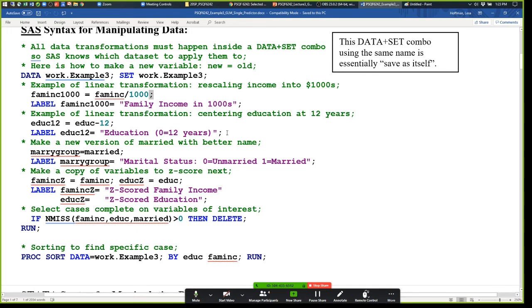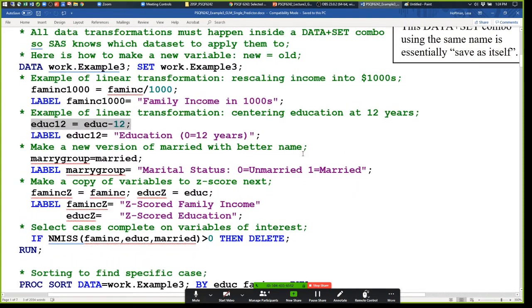Here's another example of a linear transformation, making education. So again, new equals old. My habit in making centered variables like this, in making a new version of a predictor in which a constant is added or subtracted, is to put the constant as part of the new name. So EDUC12, education 12, is my way of saying education centered at 12. That way I don't have to remember what constant I picked. It's going to be the original education variable minus 12. And then I'm adding a label to the new version. That way I know how I made it for my own future reference.